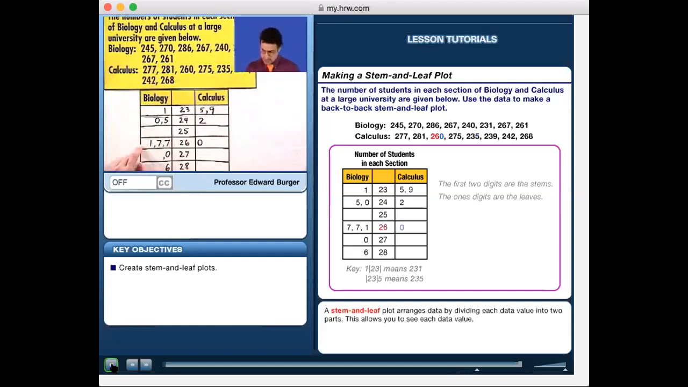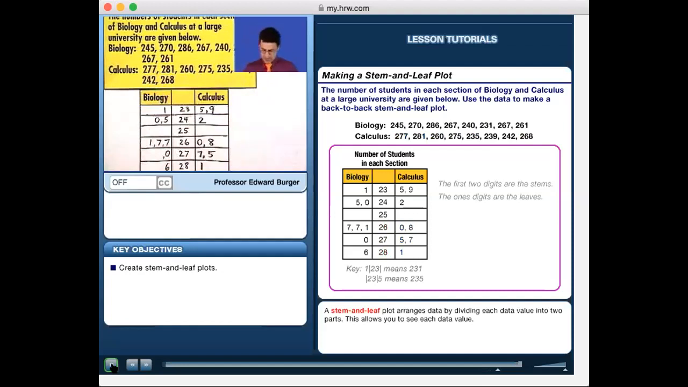260, 268. So remember what this means. It means that we have 2 entries here, 260, 268. What about 270, 277, 275, and that's it. And what about 280, 281, and that's it.